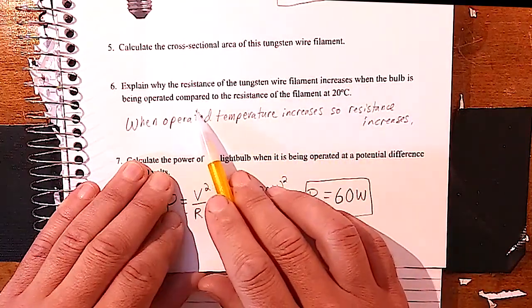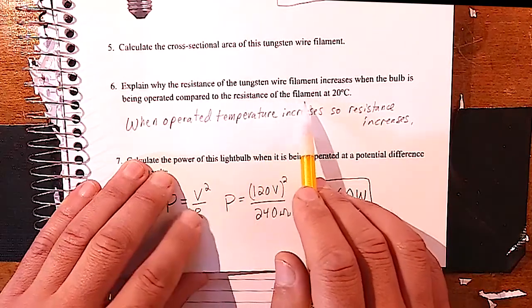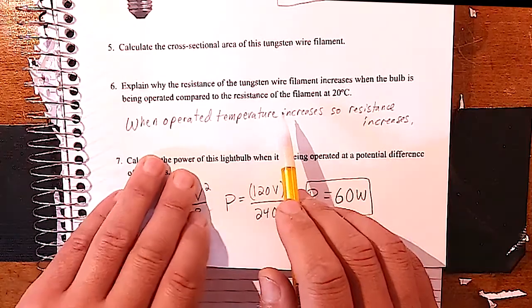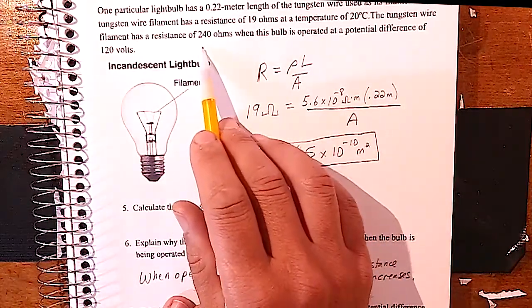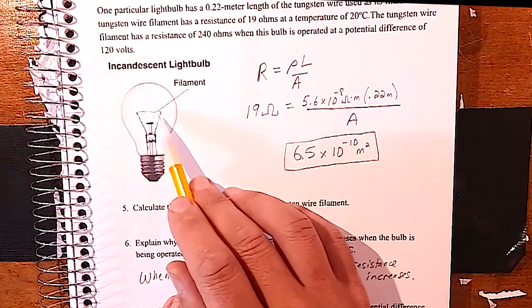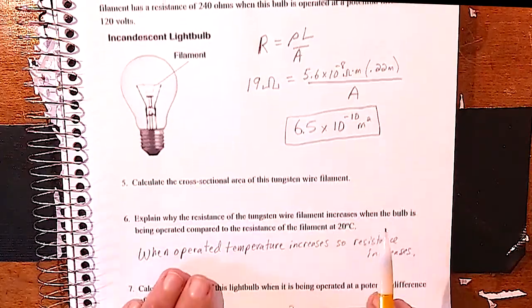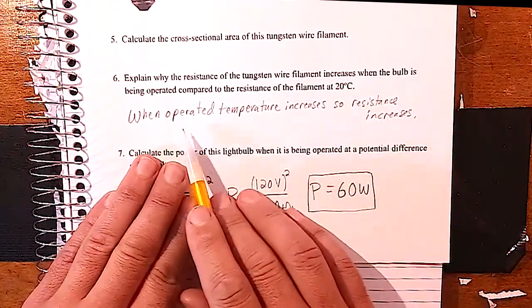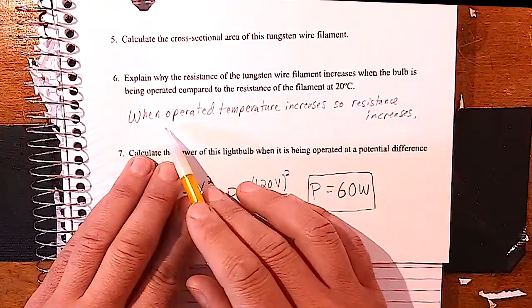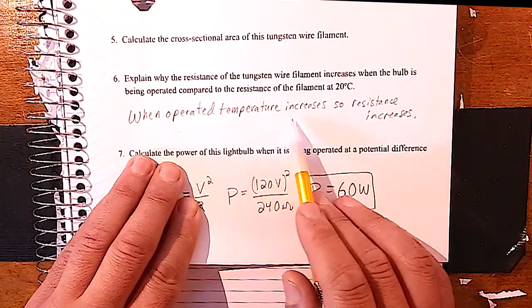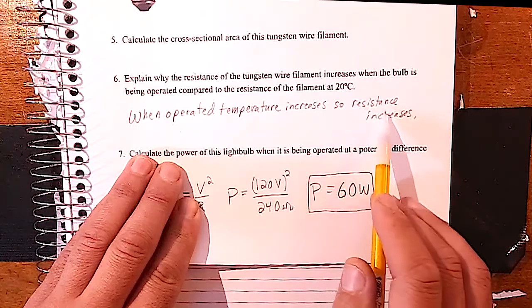So the next question says, explain why the resistance of the tungsten wire filament increases when the bulb is being operated compared to the resistance of the filament at 20 degrees Celsius. Well, what's going to happen when it starts to run? Well, the resistance starts to go up. Why? Because the current starts to flow through and heats up the filament. We know that as the temperature goes up, the resistance goes up. So my solution was just to say when the operated temperature increases, so does the resistance.